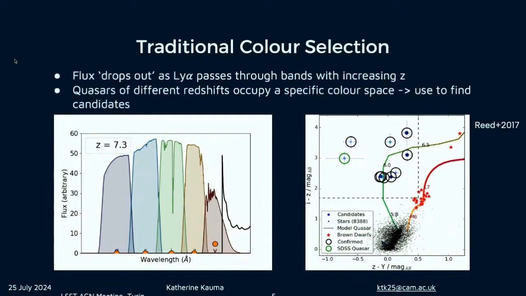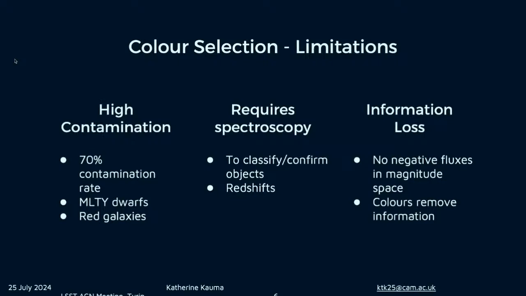So traditional color selection is really good at finding high redshift quasars, and most high redshift quasars have been found using this method. However, it's also really, really good at finding things that aren't high redshift quasars, like M, L, and T dwarfs, so red and brown dwarfs, and red galaxies. So in high redshift quasar searches, it is pretty normal to see contamination rates of 70% or more. Additionally, color selection requires spectroscopy. You can't get a redshift just from the color selection. And again, with your 70% contamination rate, you need to make sure which objects are actually quasars.